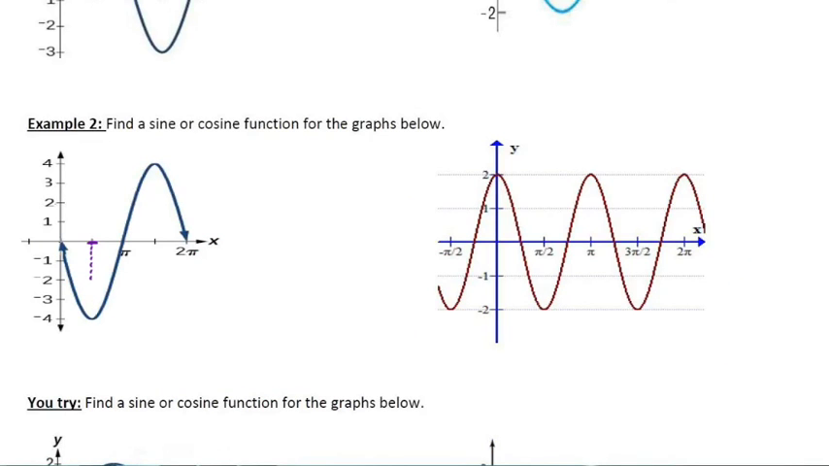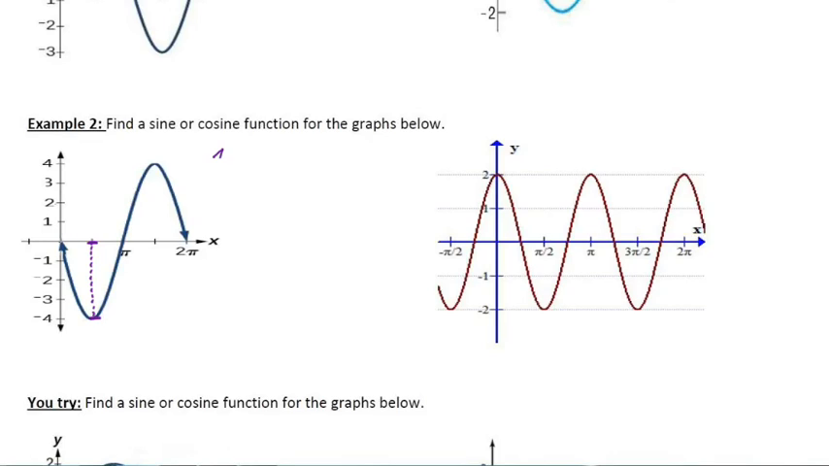If you look at this next example here, example 2, again, you could look at it and say, oh, that looks like a sine graph, and the one next to it looks like a cosine graph, and you'd be right. You can write an equation for it, but you could write both. You could write a sine or cosine for either of these. So I'm going to show that.